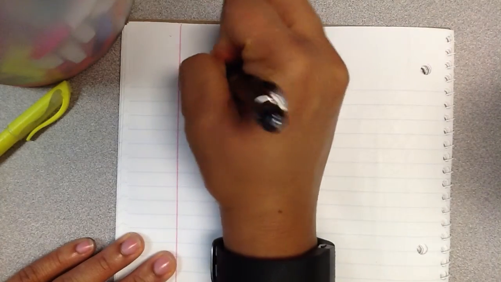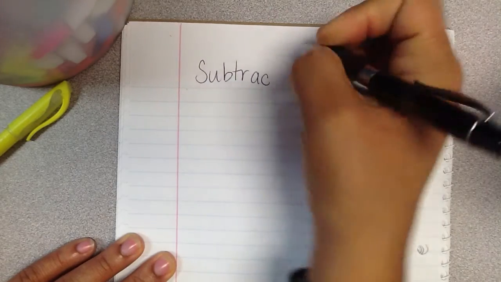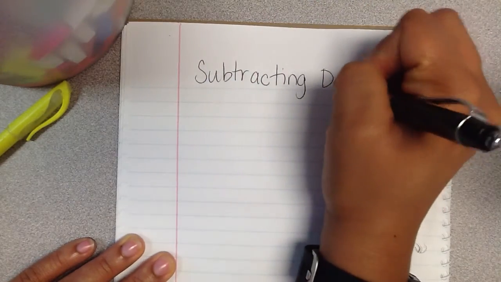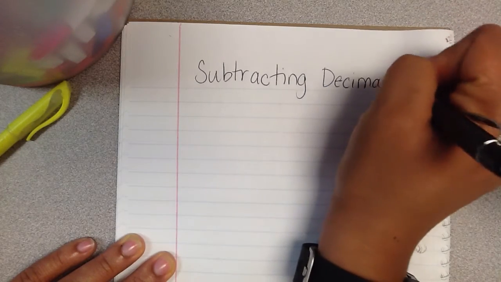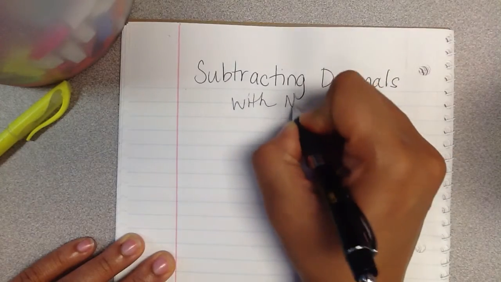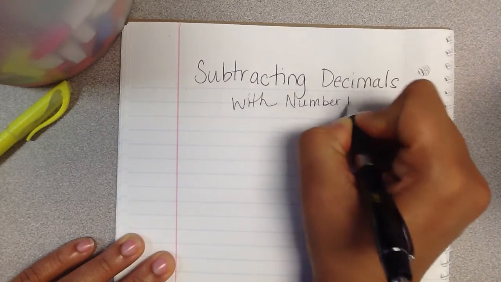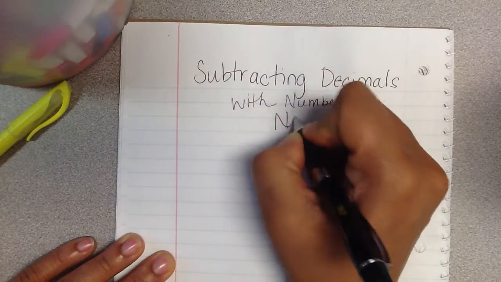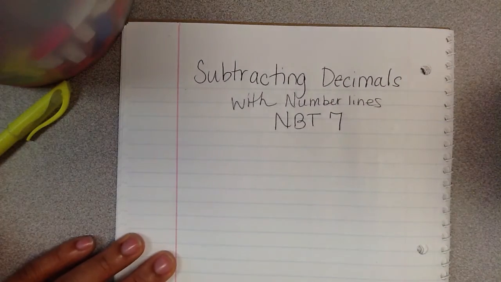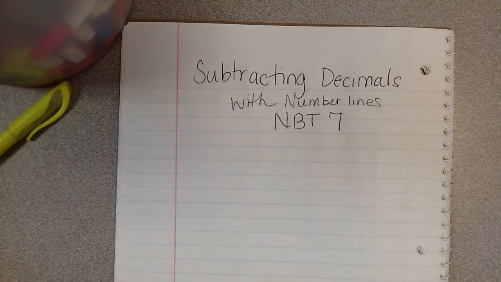Today we're going to talk about subtracting decimals with number lines. So I want you to go ahead and write this title in your table of contents. Be sure to include the date and the objective. The objective is NBT 7. Be sure to include the date and the objective in your table of contents.